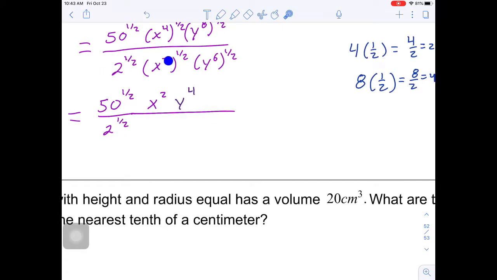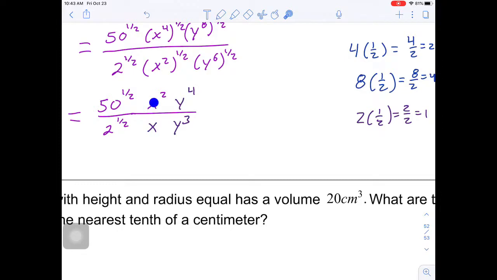Let's focus on our bottom here. So 2 times 1 over 2 becomes 2 over 2, which is simply 1. So this leaves me with a single x on the bottom. And hopefully you can see here, 6 times 1 over 2. Well, that's 6 divided by 2, which is 3. So this will be y to the power of 3. Alrighty.